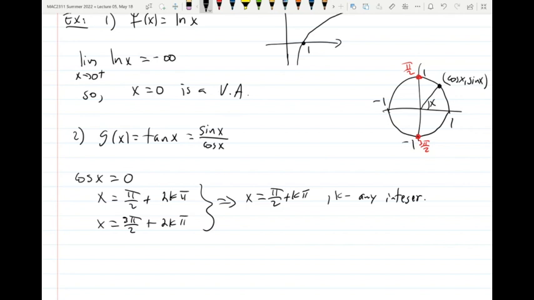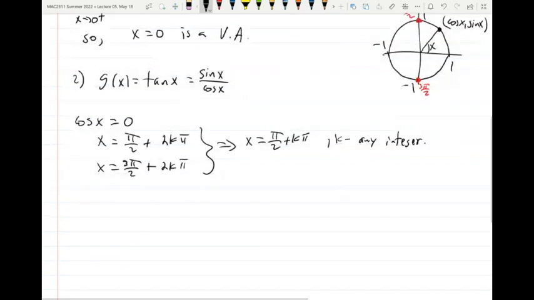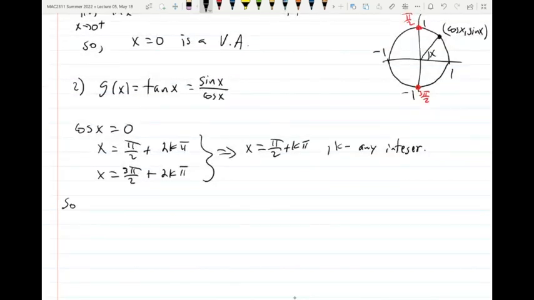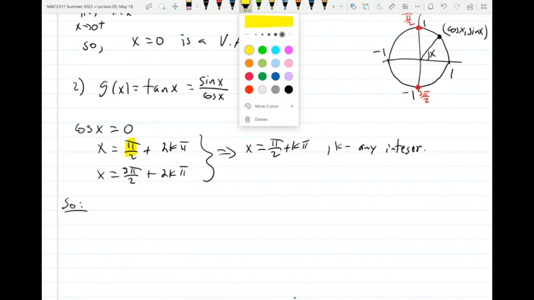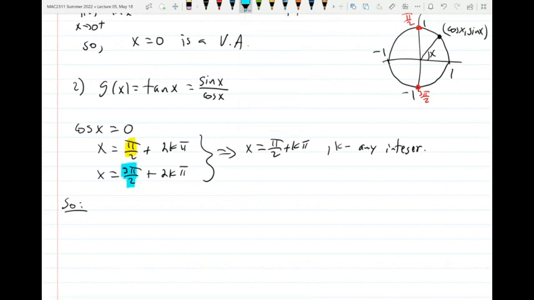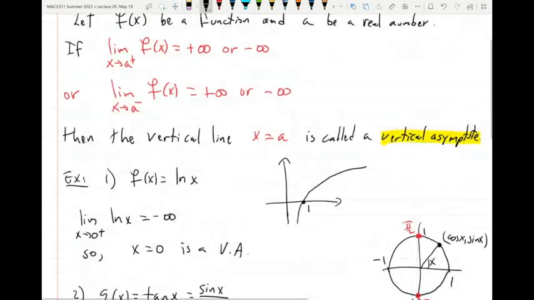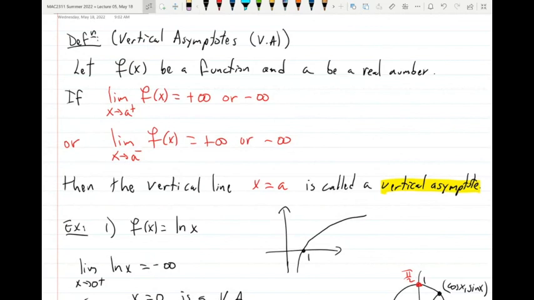And at those points, I already know what's going to happen with the top, which is 1. So, for example, from the first family, I'm going to pick pi over 2. And from the second family, I'm going to pick 3 pi over 2 to investigate the limit, okay? Just for formality. So, for example, the limit as x approaches pi over 2 of the tangent function. Notice that for the definition of vertical asymptote, you don't have to look at the full limit. You just need to look at the side limit, okay?